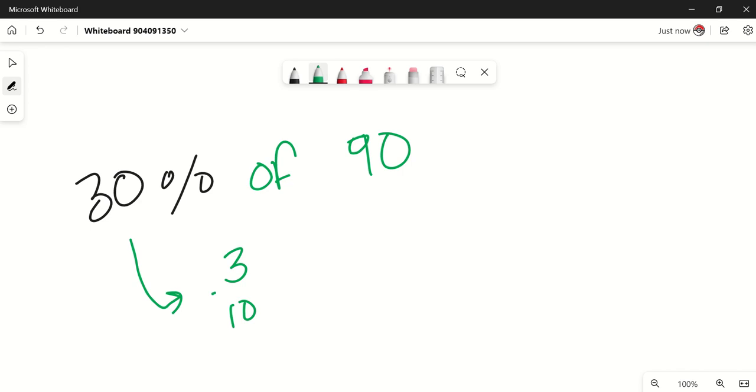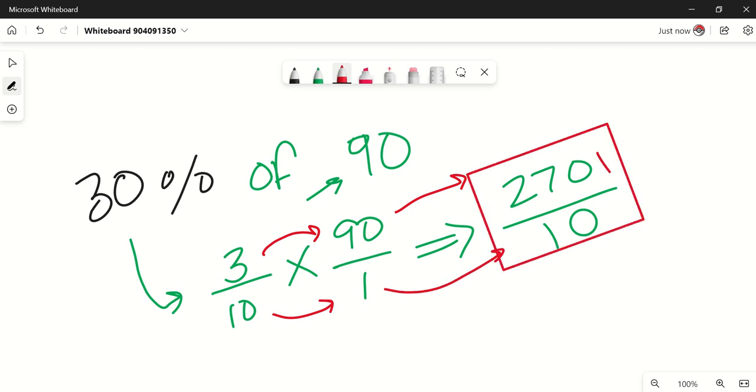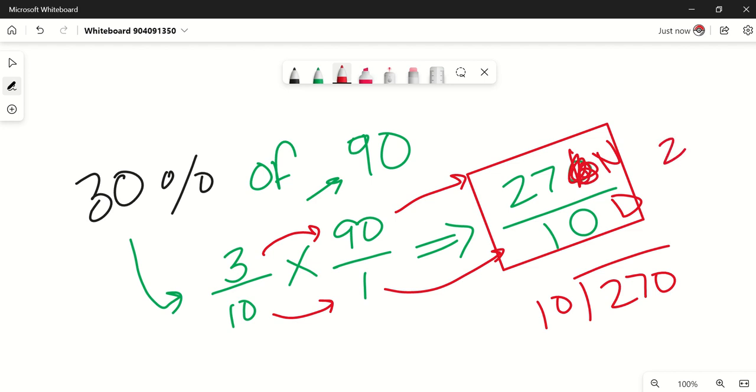I'm going to take that 3 over 10 and I'm going to multiply it by my original number, which is 90. This will give me 3 times 9, I know is 27 with the annex of 0, over 10. Because 3 times 90 will be 270, and 10 times 1 will be 10. This fraction will just be numerator divided by denominator. 270 divided by 10. Now, we all know what happens when we divide by 10. We just take the 0 at the end off if there's a 0, so it'll just be 27.